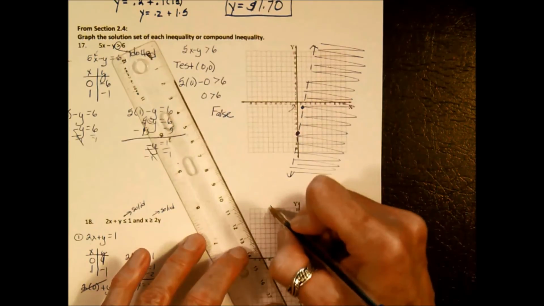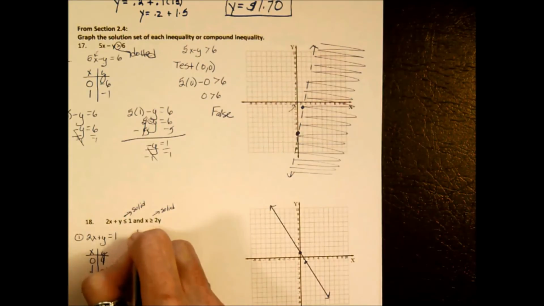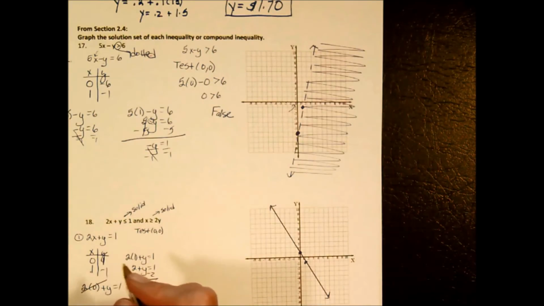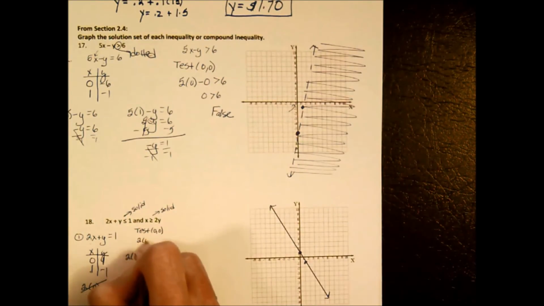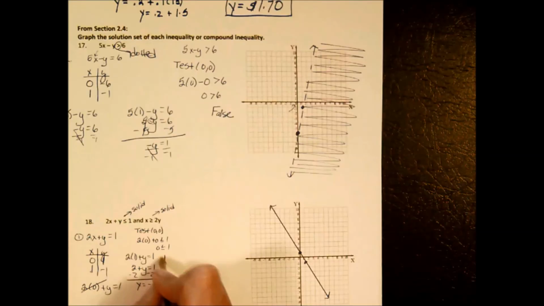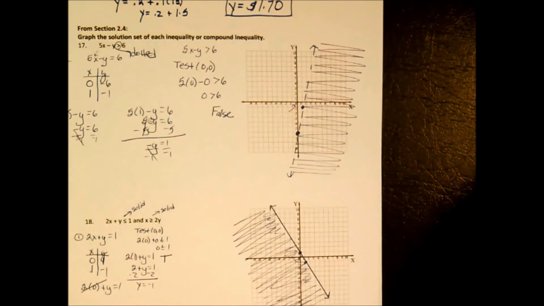So I can still use 0, 0 as my test point. I'm going to test 0, 0 in that first inequality. So 2 times 0 plus 0 is less than or equal to 1. Is 0 less than or equal to 1? That is definitely true. So that means that my point 0, 0 was in the correct region. In blue here, I'm going to shade the side that included that point that worked. 0, 0 worked, so I'm going to use that. Now, we're not finished. That's the first piece.